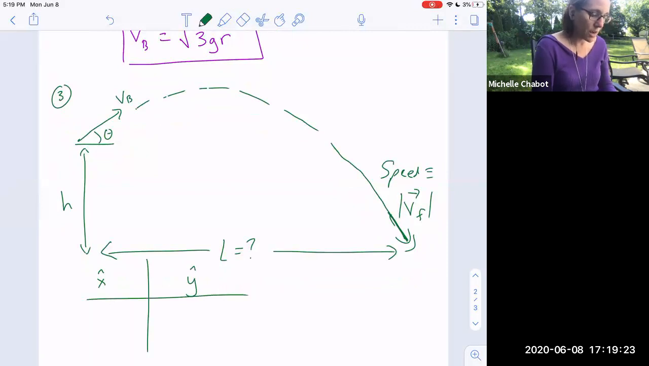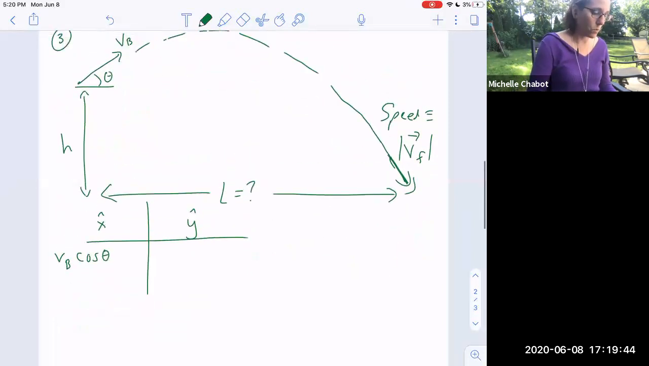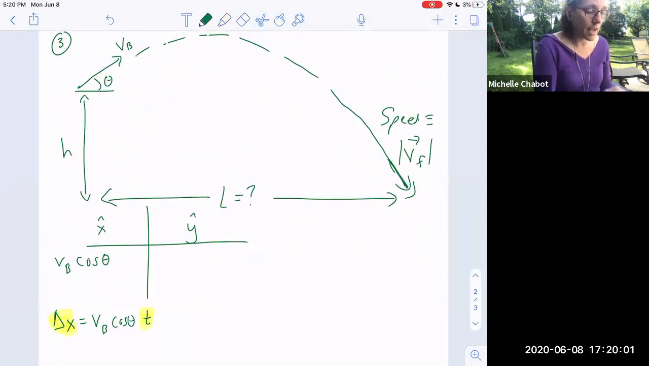So I can write down what I know in the x and the y direction. In the x direction, I do know my initial velocity, and remember in x it stays the same, it's constant: VB times the cosine of theta. Now, I don't necessarily know the time that it's in the air, so that's going to have to come from the y direction. I start my equation by saying delta x, which is what we want, is equal to Vx times t, so VB cosine theta t. What that tells me is that to get delta x, I need time in the air.